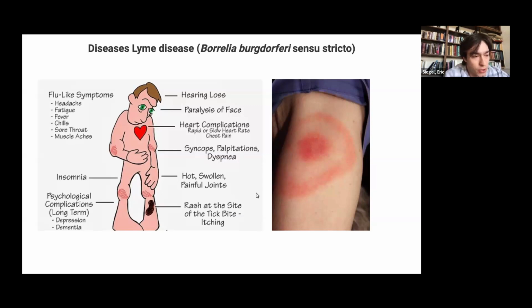So if untreated, Borrelia can cause multiple body system diseases, including disease of the musculoskeletal system with arthritis, neurological issues, cardiac issues, and psychological effects like depression and fatigue. And standard treatment for Lyme disease is doxycycline, with alternatives.